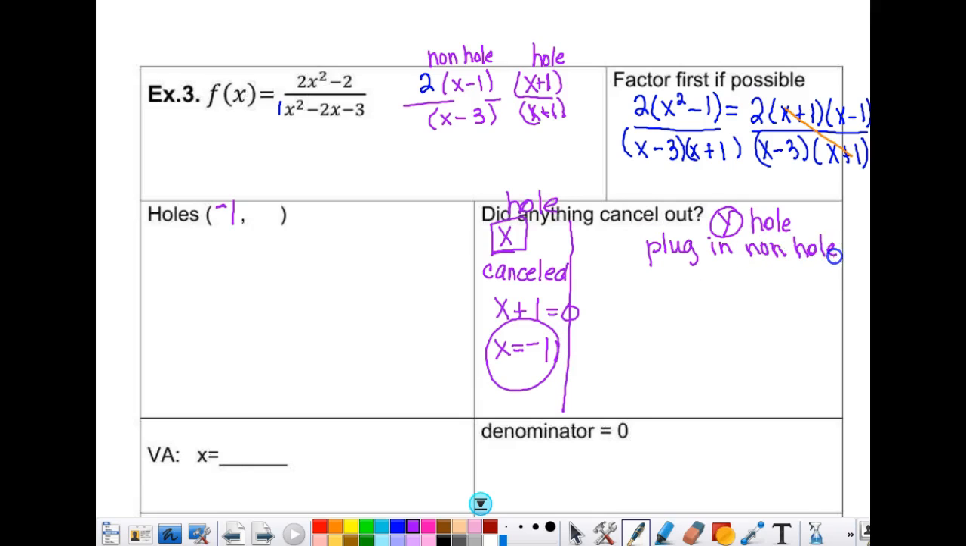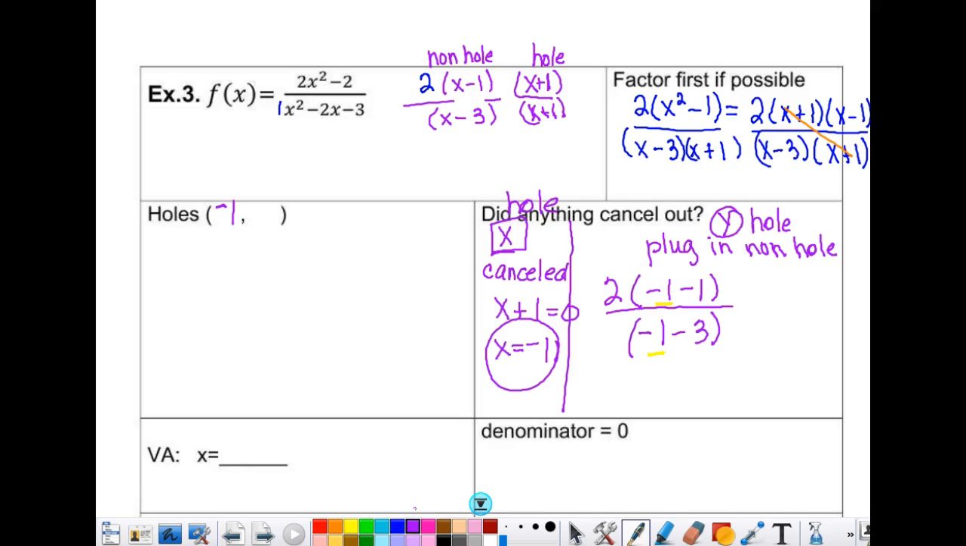Now, I don't know if you want to call it non-whole or the non-canceled out part. Non-whole is probably not even really a word, something I made up, but you get my point. So we plug -1 into the non-whole part: 2 times -1 minus 1 over -1 minus 3. I plugged the x in right here and right here, and then you just work it out.